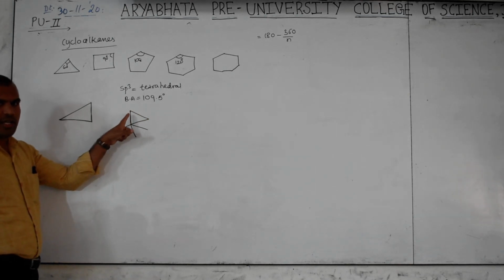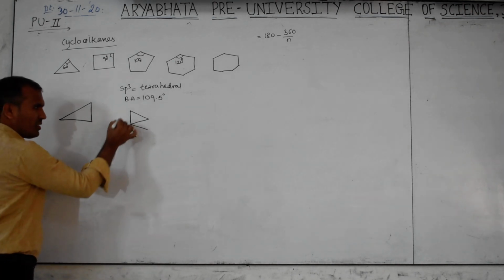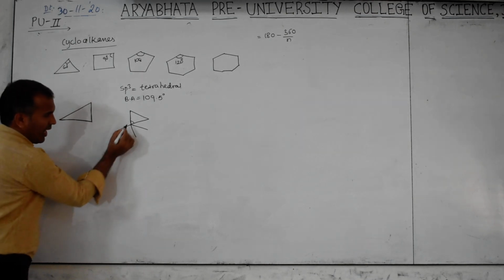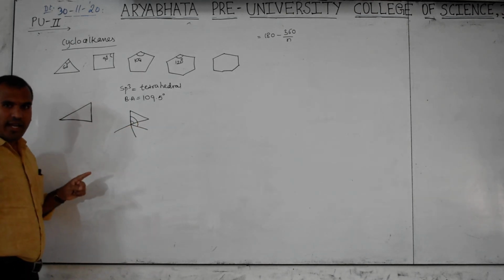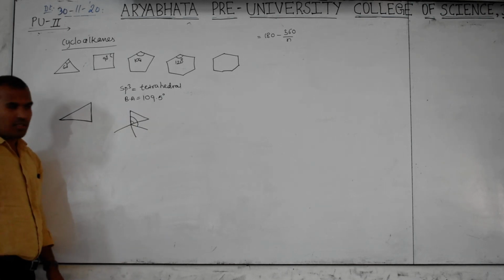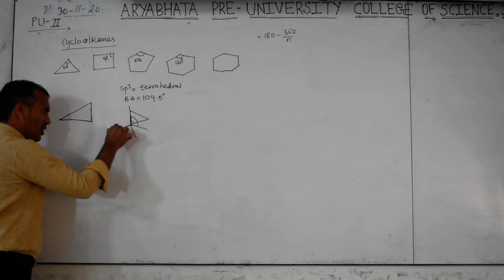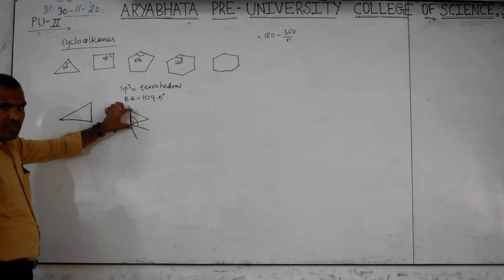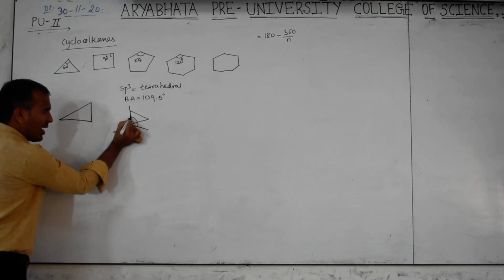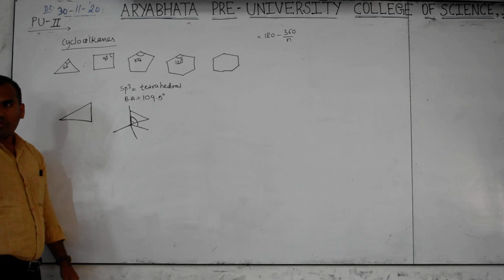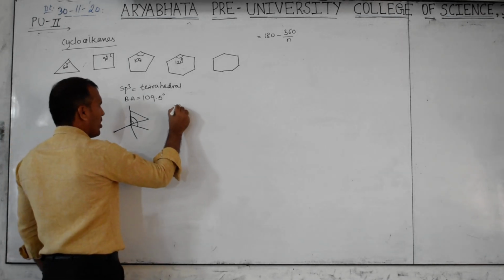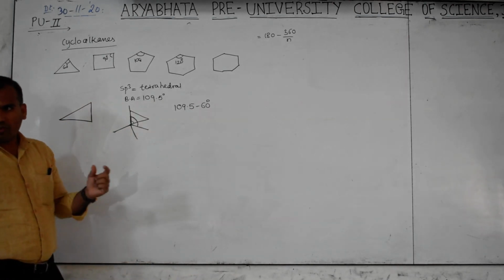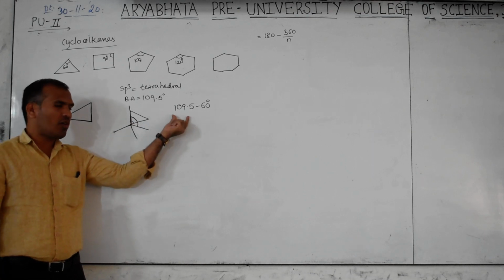Don't draw this, it is just for understanding. This is cyclopropane. This angle is how much? 60. Actually this angle is how much? 109.5. Tetrahedral is this line, 1, 2, 1, 2, 3, 4. This is tetrahedral. But cyclopropane is like this. Angle how much? 60. But this angle is how much? 109.5. Therefore, subtract: 109.5 minus 60. This is deviation from the actual angle, which is 109.5.